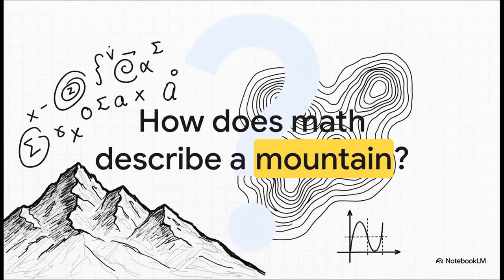So let's just kick things off with one big question. How does math describe a mountain? I mean, really think about it. How can a couple of symbols on a piece of paper possibly capture every single peak, every valley, every gentle slope? It seems kind of impossible, right? Well, that's the puzzle we're going to solve.